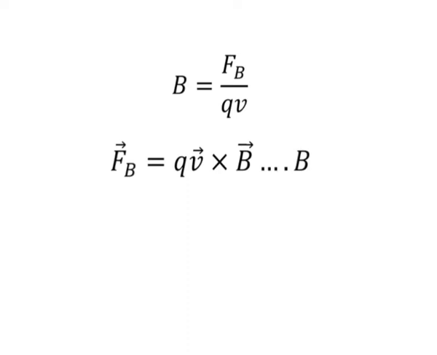The magnitude of magnetic force is given by this equation as F_B = qvB sin φ. The equation also tells us that the magnitude of the force is zero if the particle's velocity and magnetic field are either parallel or antiparallel, and the force is at its maximum when the velocity and magnetic field are perpendicular to each other.